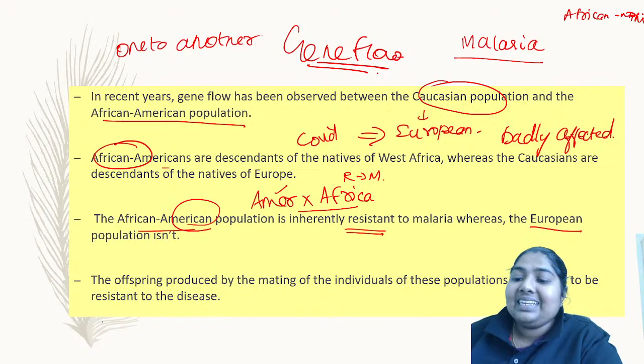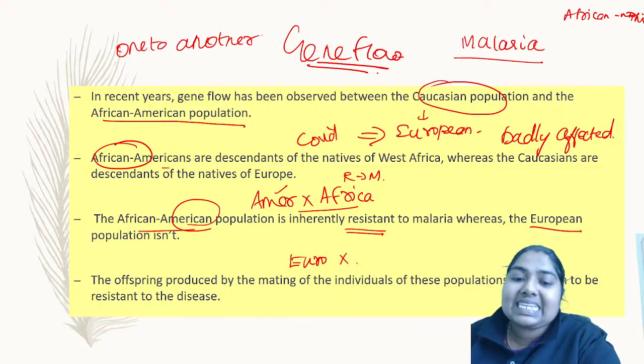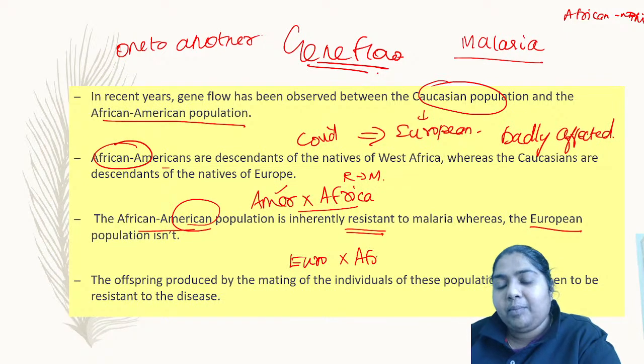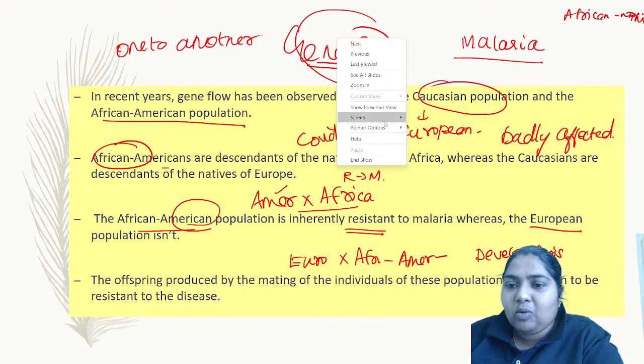But then, whenever these Europeans were mating with these Afro-Americans, they developed the resistance. How is that possible? Because of the gene flow. Even now it is applicable, isn't it? This COVID threat, even though it was very much in India and Africa, it subsided soon. But still Europe and the US are fighting a lot. So this is what is called gene flow.